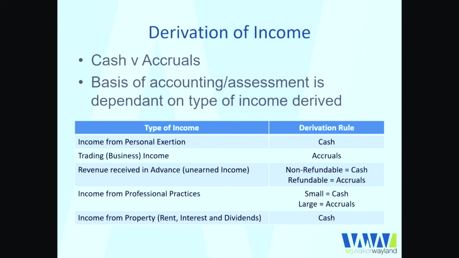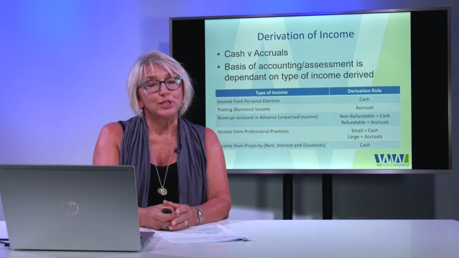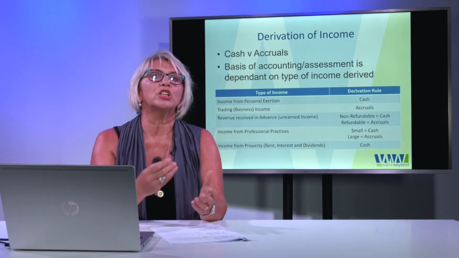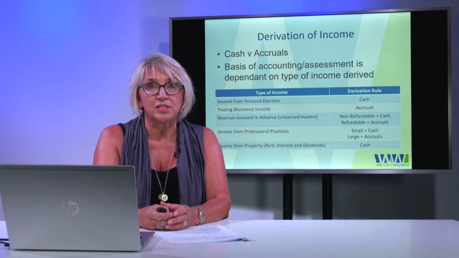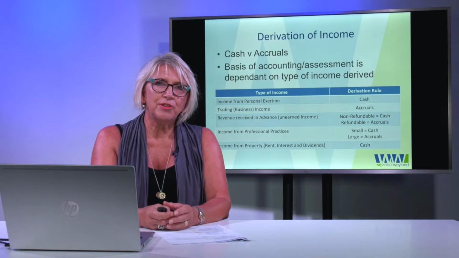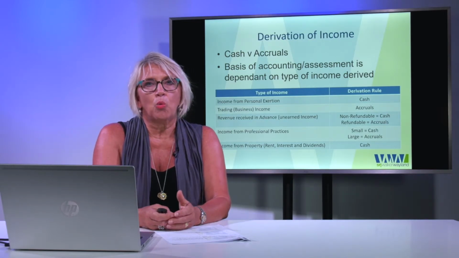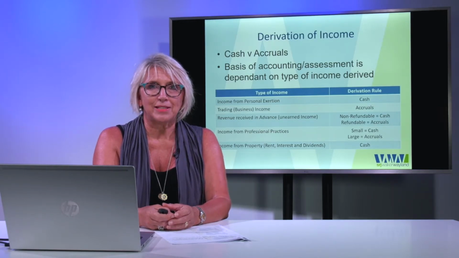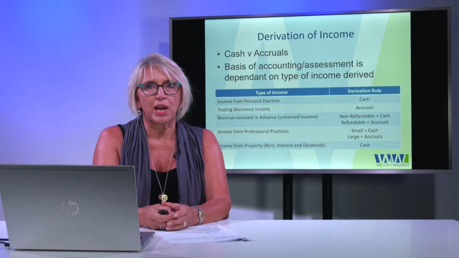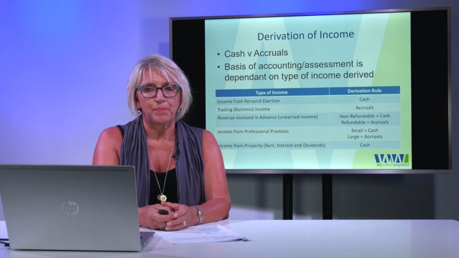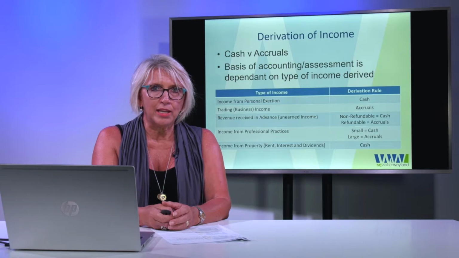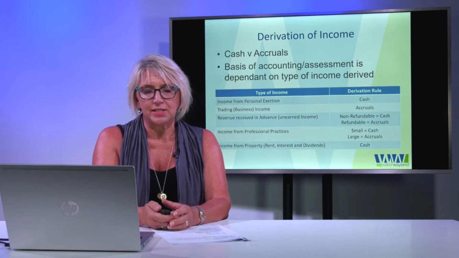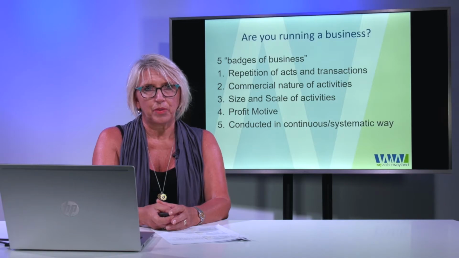Income for professional practices, such as accountants, solicitors, doctors, etc., depends on the size of the professional practice. So for a small professional practice, and there are a lot of tax rulings around what is classified as small and large, but generally speaking, a small practice might be a one, possibly a two-person firm. They are assessed on a cash basis, whereas all other larger professional practices are assessed on an accruals basis. And finally, any income from property in the form of rent, interest and dividends is assessed on a cash basis.